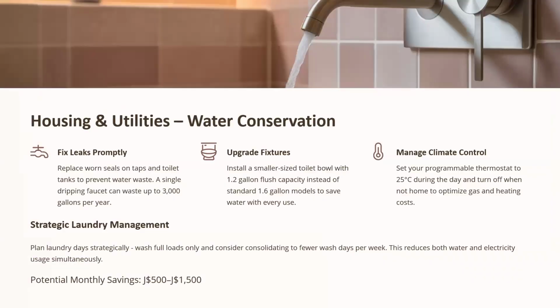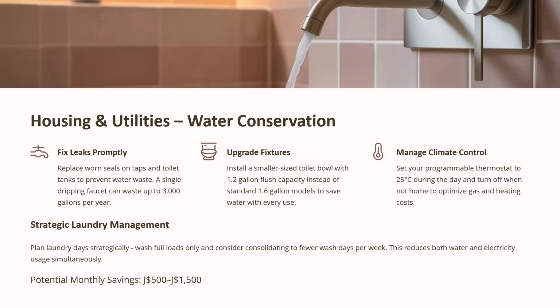Now let's switch over to water. In terms of water, one of the things that is a massive drain on one's bank account for water expenses is the leaks. So one of the things that you want to do is replace worn seals and taps on the toilet tanks, for example, to prevent water waste. A single dripping faucet can waste up to 3,000 gallons per year, 3,000 gallons of water per year.